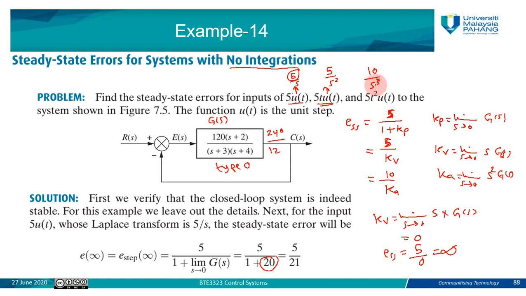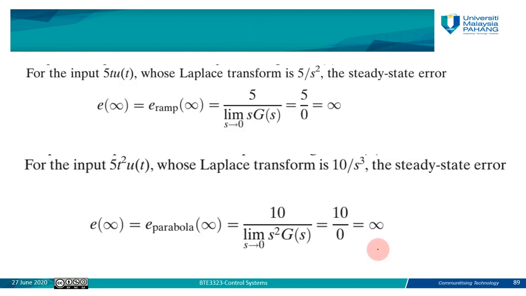Since it is 10 over s cubed, the value of ka here will be s squared times G(s). There is no s in the denominator here, so s squared will be 0 squared times any value, which will also give you 0. So the value of ka will equal 0, and the value of the error will be infinity, as you can see here. So for the second case, infinity, and for the third one also infinity. 10 over 0 will be infinity.